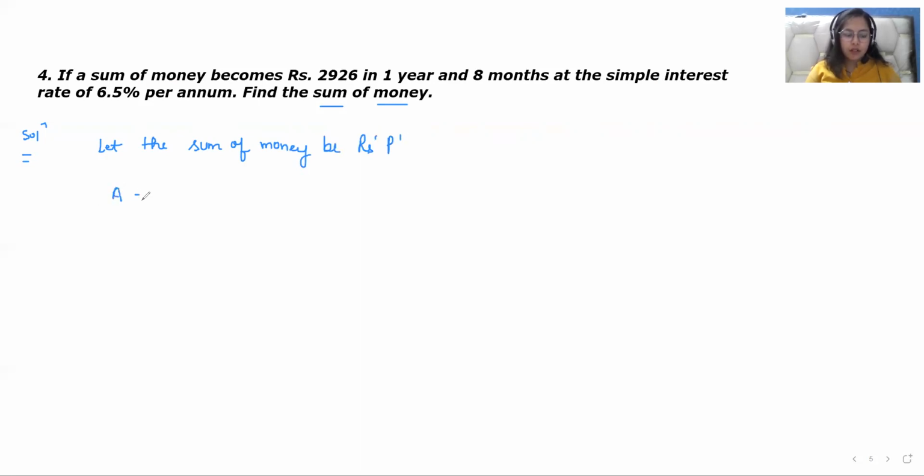And what is the amount they gave to us? 2,926. And the time is 1 complete year, so we'll write it as 1 whole. 8 months, we'll write it as 8/12, and we eliminate by 4 in numerator and denominator. So we can write it as 5 by 3 years.